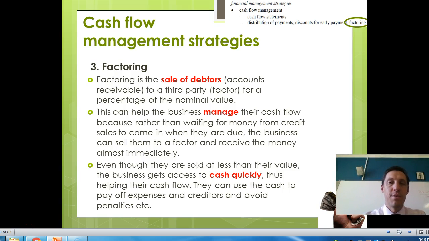And that's going to help the business by providing it with cash to meet those short-term obligations, and it should help it to overcome any liquidity issues that business might have. So they're the three key cash flow management strategies: distribution of payment, factoring, and discount for early payment. And the next video will focus on working capital management strategies.